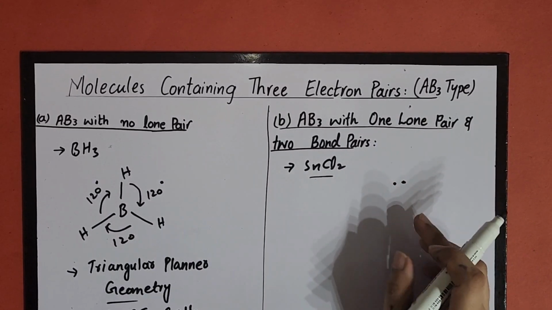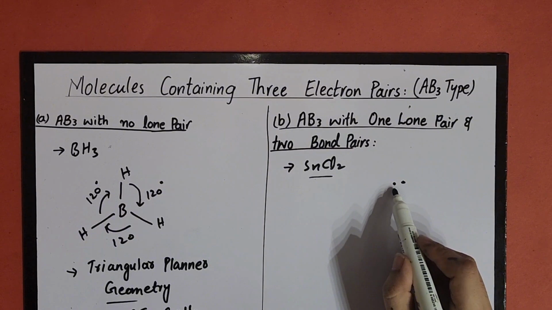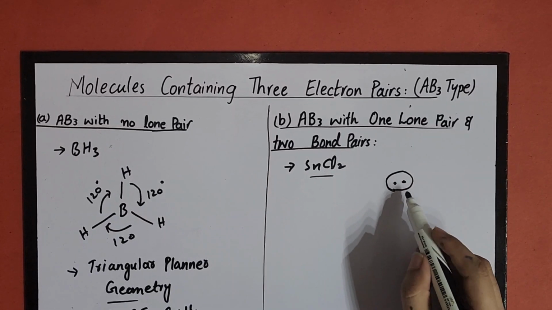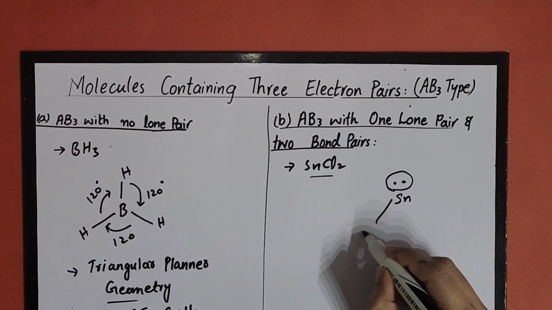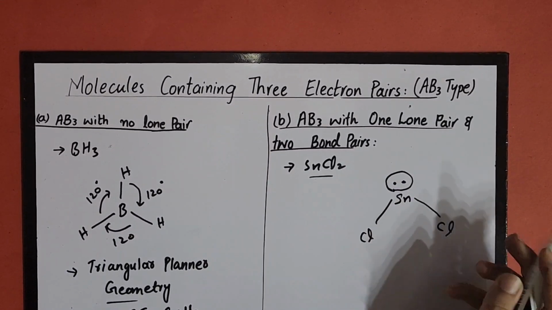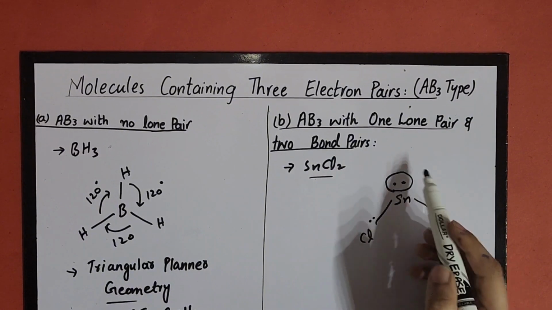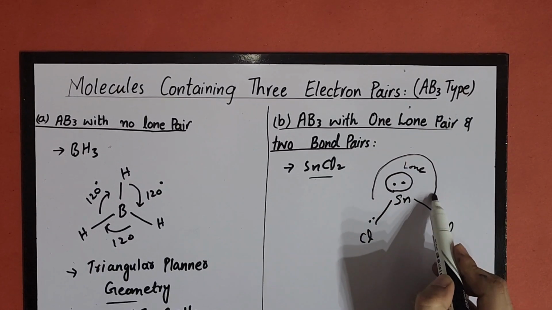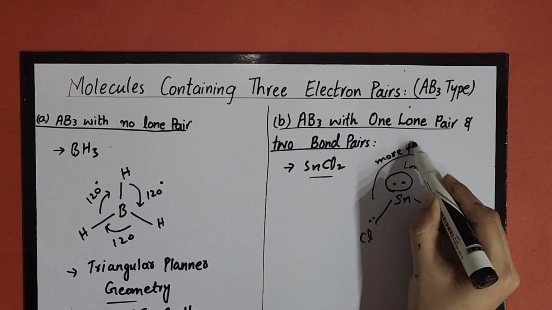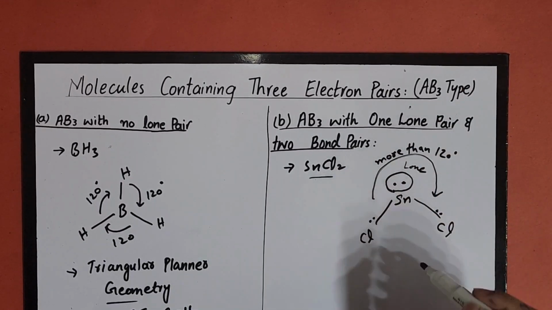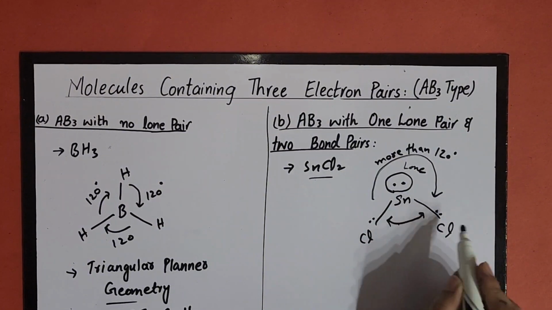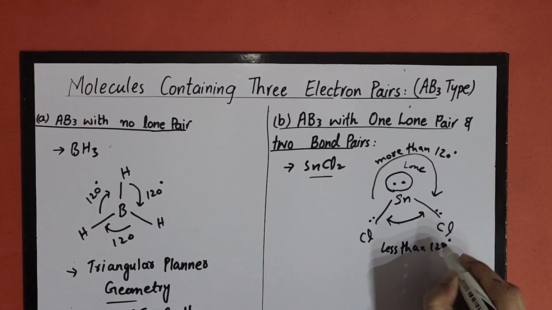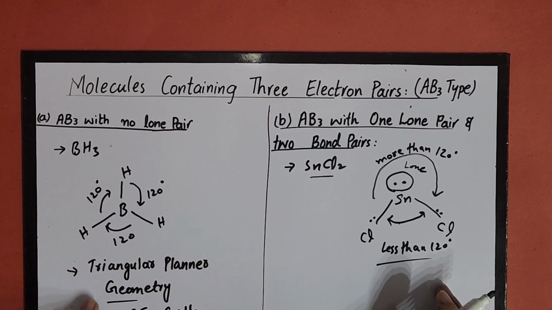If there is a lone pair and there is a bond pair, the lone pair can occupy more space than the bonded pair. Here is a bonded electron pair. So this is a lone pair, so it will occupy more than 120 degrees. As a result, the angle between the two bonded electron pairs is less than 120 degrees. Geometry is the same as triangular planar.